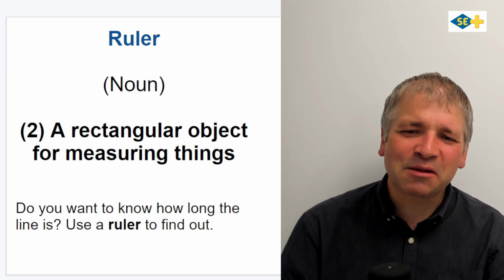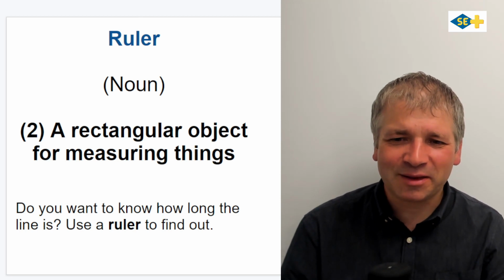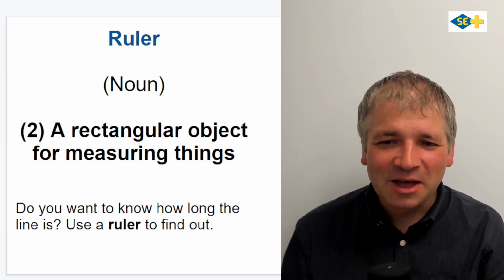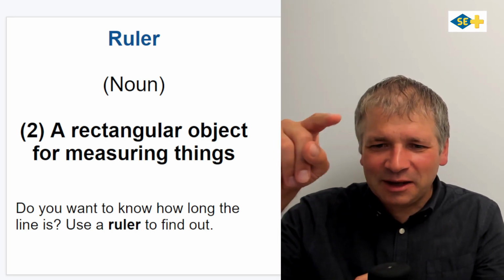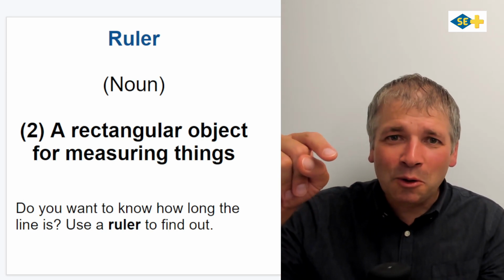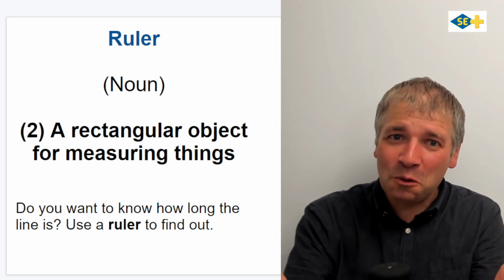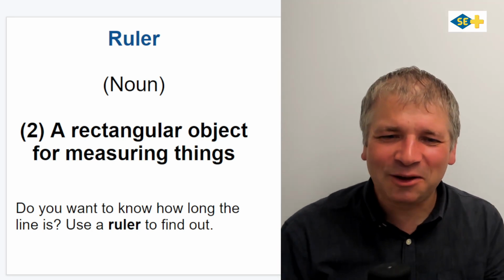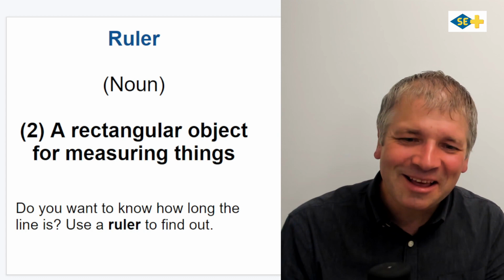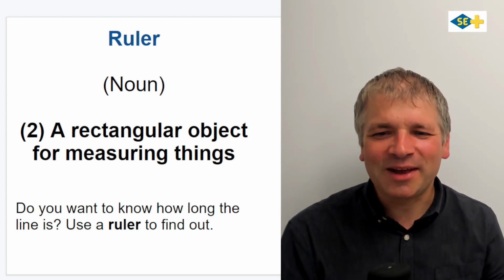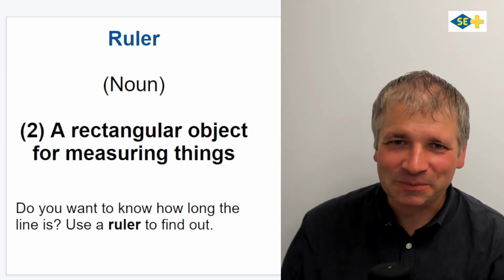The other meaning is completely different. It's a rectangular object for measuring things. So if you remember when you were at school, you had this little long rectangular stick, lots of marks on it for centimetres, millimetres, or if you're in America or England, inches. And it's used for measuring things. And we call that a ruler too. It's a rectangular object for measuring things. So for example, do you want to know how long the line is? Use a ruler to find out. So ruler is a king and ruler is for measuring.